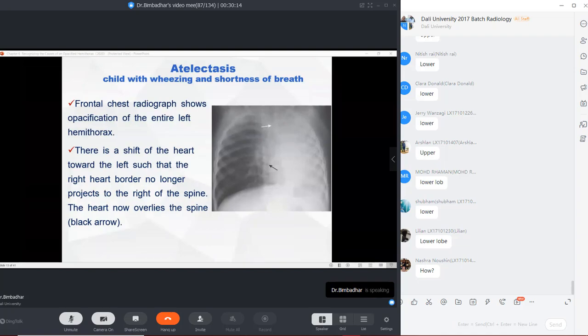See, this is where most people actually get confused. Why? The answer to this question does not come from zooming in, but actually comes from understanding the process of atelectasis.